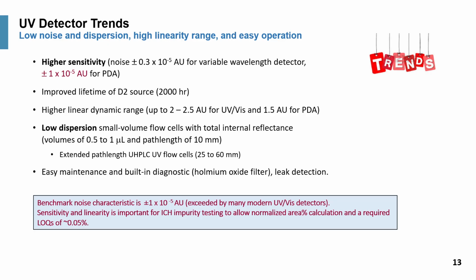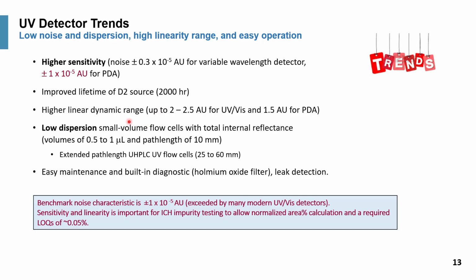This final slide summarizes the UV detector trends. Basically, the most important ones are low noise and low dispersion, high linearity range, and also easy operation. Once again, I want to emphasize the benchmark for low noise is plus or minus 1 times 10 to the minus 5th AU for PDA. Improved lifetime of the deuterium source is important. The deuterium source can actually survive more than 2,000 hours.